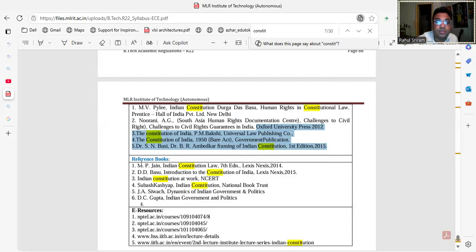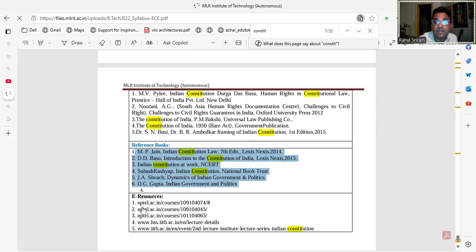Reference books: M.P. Jain, Indian Constitutional Law, 7th Edition, Lexis, 2014. D.D. Basu, Introduction to the Constitution of India, Lexis, 2015. Indian Constitution at Work, NCERT. Subhash Kashyap, Indian Constitution, National Book Trust. J. Sivach, Dynamics of Indian Government and Politics. D.C. Gupta, Indian Government and Politics. These sources are something like NPTEL, National.